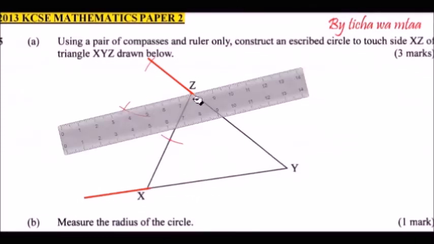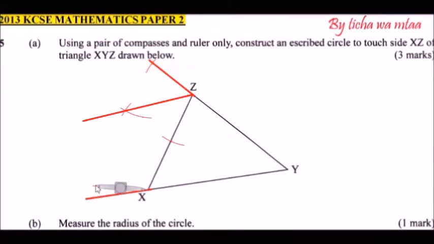So with your ruler touching Z and the point where the 2 arcs have crossed, you draw a straight line. So this is a straight line that touches Z. You repeat the same process at point X, so the two lines will intersect at a certain point. So let's do that.